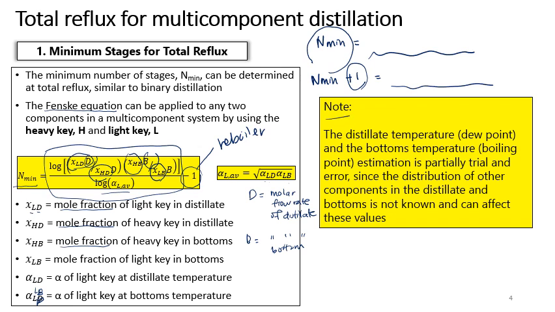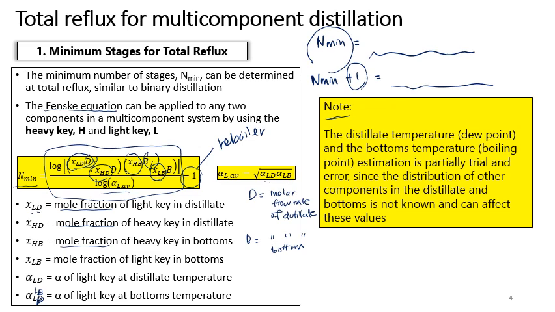There's a note here which says that the distillate temperature at the dew point and the bottoms temperature, i.e. the boiling point estimation, is partially trial and error, as I have shown in part 1 of the lecture previously, since the distribution of other components in the distillate and bottoms is not known yet and can affect this value. So these are really preliminary, and you have to redo or recheck the calculation like an iteration. That's why for multi-component distillation it's better to use software, but we have to know the basics of the calculation before we just ask the software to do the job for us.